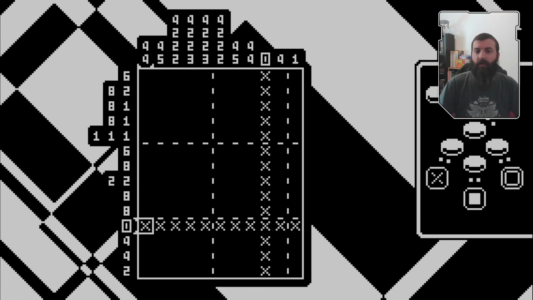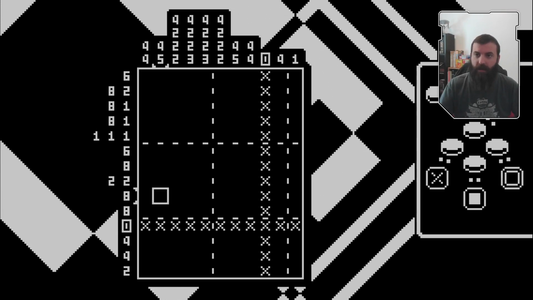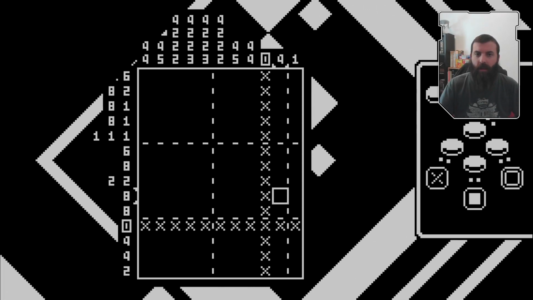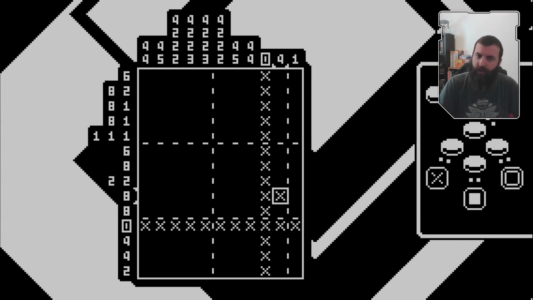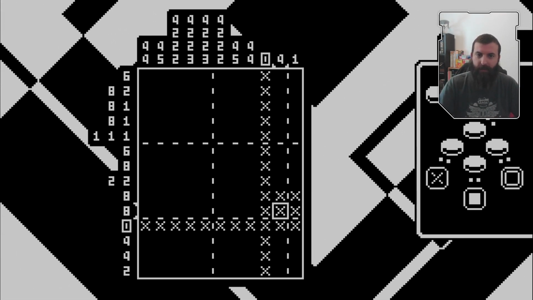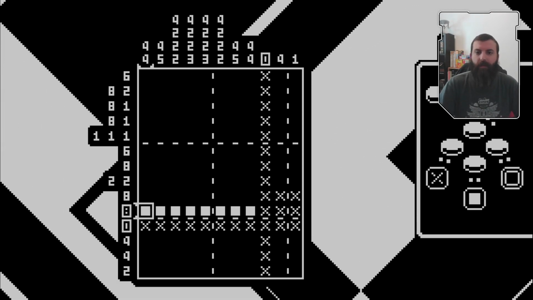and start doing some deductive reasoning. For example, this horizontal 8 can't be over here because we can't fit 8 squares in these 2 squares. So we know that that's not there. Same story here. And that only leaves 8 over here. So we know that this is completely filled in.